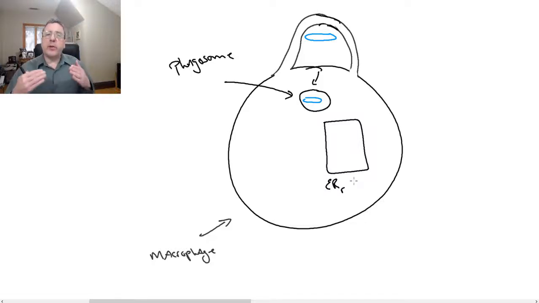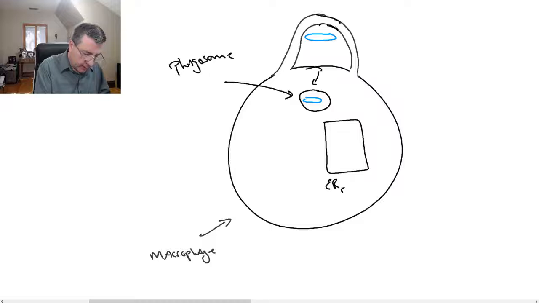Now, what does the rough ER synthesize? What does it make? It makes MHC platforms. Well, we spoke on the last video that it makes MHC I platforms. Now we're also making MHC II platforms. Two different platforms, but the rough ER makes them both. Okay?